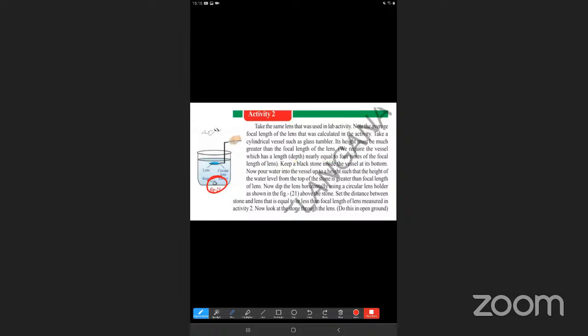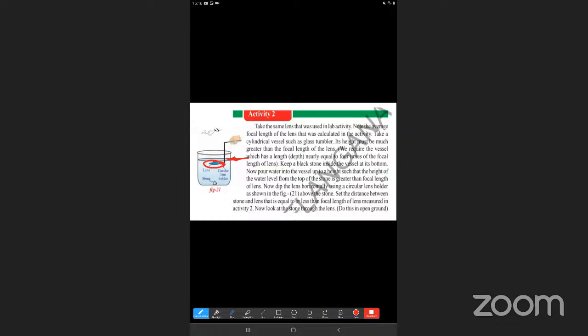So now keep a black stone inside the vessel at its bottom. Now pour water into the vessel up to a height such that the height of the water level from the top of the stone is greater than the focal length of the lens. So you can observe here, this is the length and this is the water level.